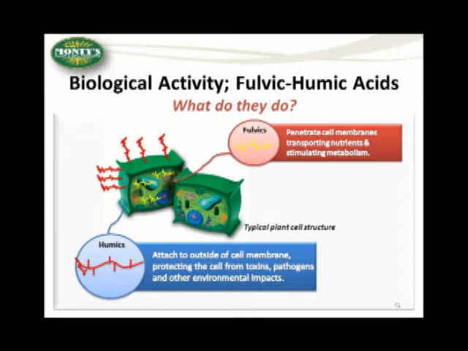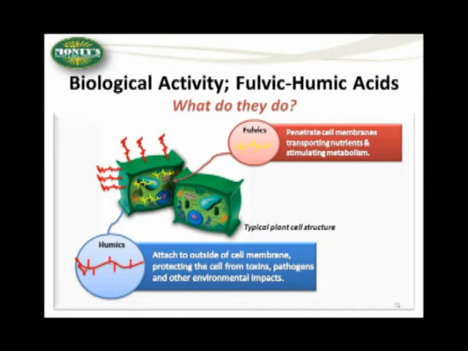The humics, however, because of their size, tend to bind or stick to the outside of the cell structure. If you have too much humics, they can end up starving that cell. If you have just the right amount, they end up protecting the cell. They protect it from too much fulvics entering in. They protect it from pathogens, from toxins in the soil, and other things. So what you want to do here is have the right balance between humics and fulvics so that you are stimulating the cell and protecting it at the same time.